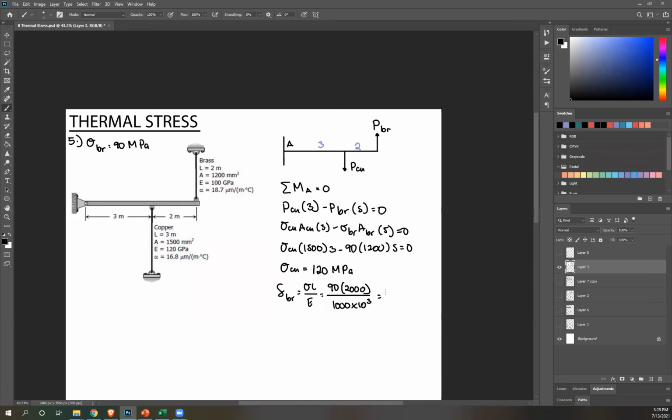So 1.8 millimeter. Next, let's compare that to the deformation of copper. So we've solved for this. It's 120. Length of copper is 3,000 millimeter. E is 120. Please compute what's the deformation.